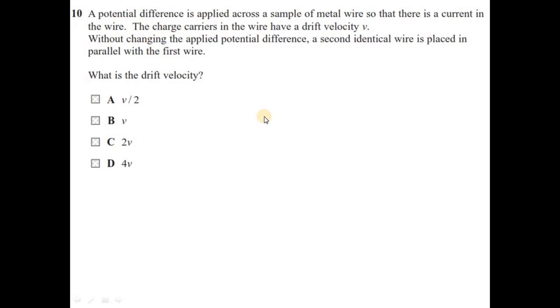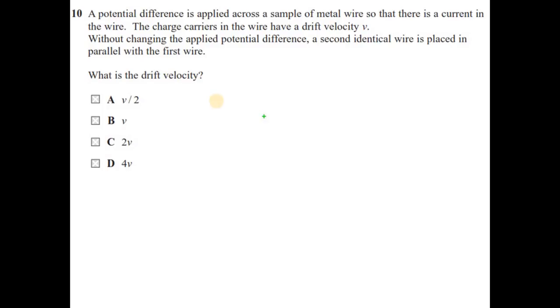Question number 10. A potential difference is applied across a sample of a metal wire so that there is a current in the wire. The charge carriers in the wire have a drift velocity v. Without changing the applied potential difference, a second identical wire is placed in parallel with the first wire. What is the drift velocity?